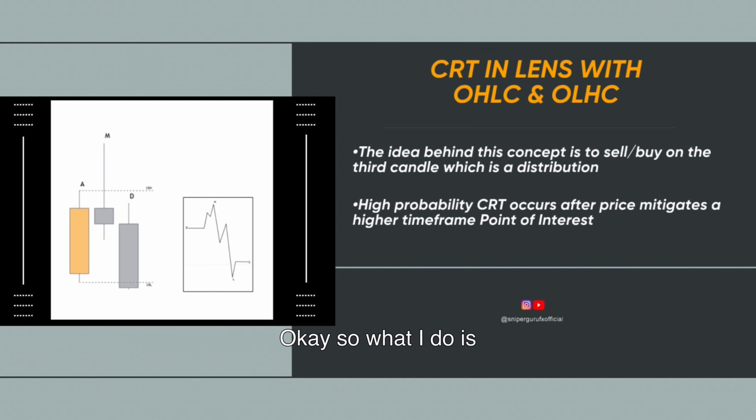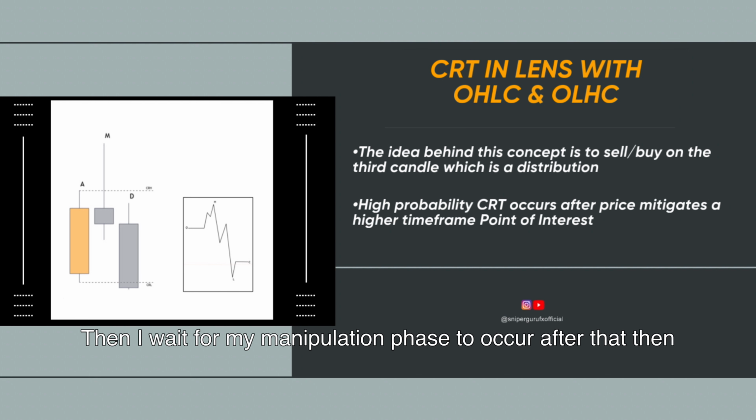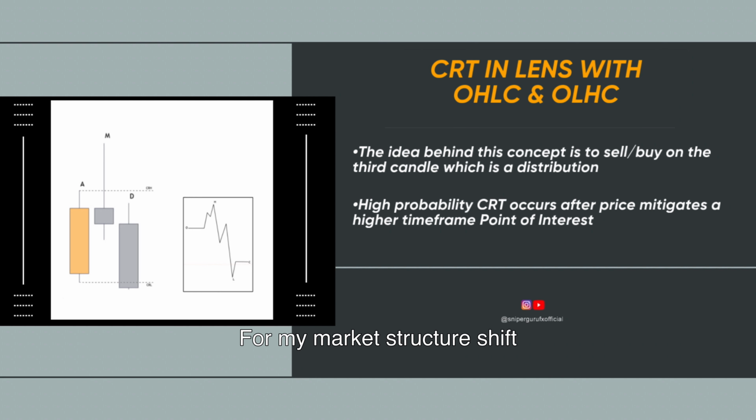So what I do is, the moment the price takes out the accumulation high or low, I mark my midnight open, New York time. Then I wait for a manipulation phase to occur. After that, I would wait for my market structure shift. Then I would look for fair value gaps and order blocks.